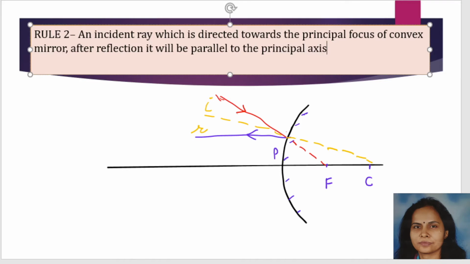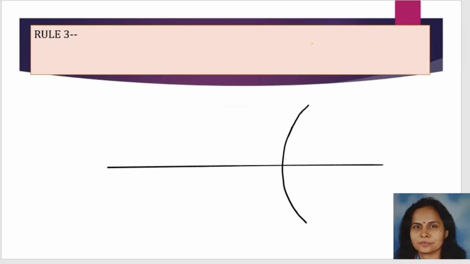So the second rule says an incident ray which is directed towards the principal focus of convex mirror, after reflection, will be parallel to the principal axis. Now let's move on to rule number 3.